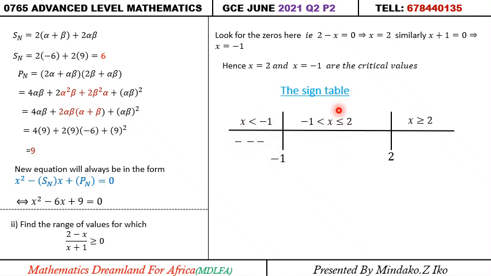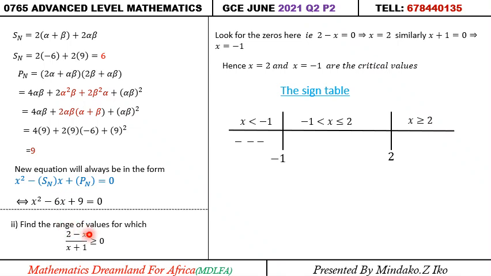Now I'm going to the second region. The second region means I'm going to look for values between negative 1 and 2. The values between these two are 0 and 1. So I'm going to take 0. You can still take 1 or 0, it's still the same thing. So I'm going to use 0.